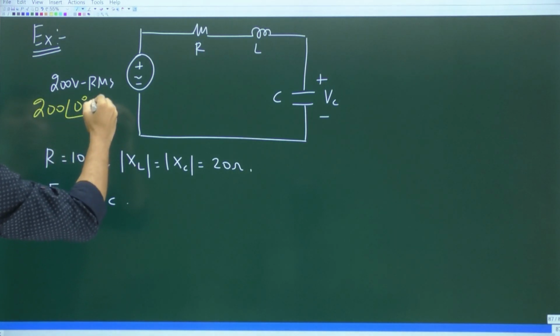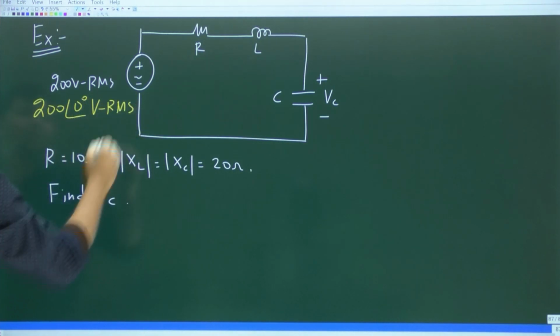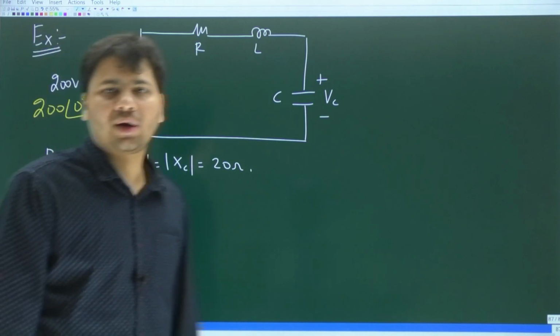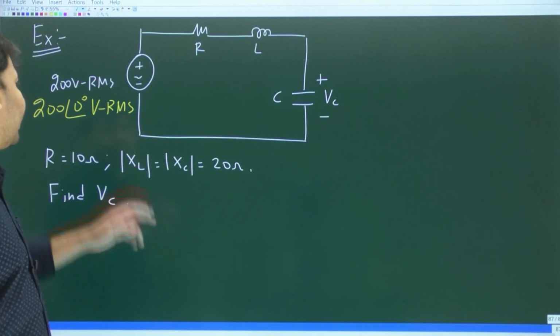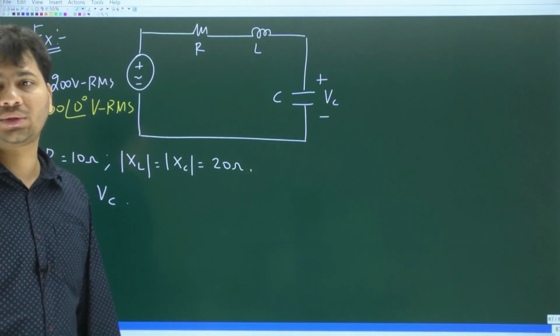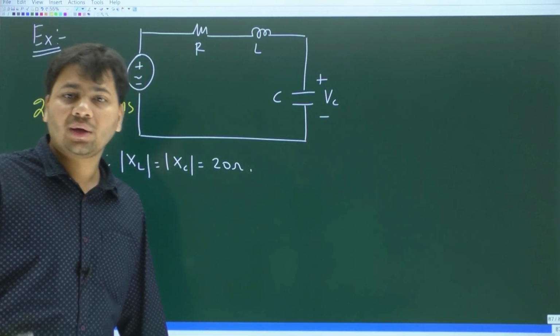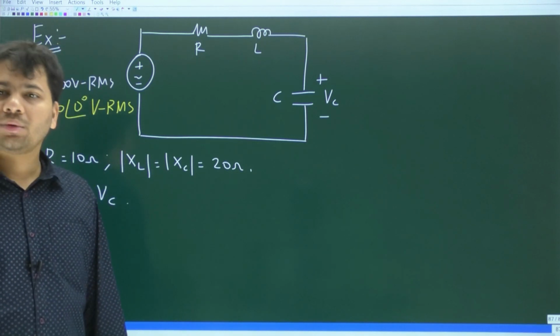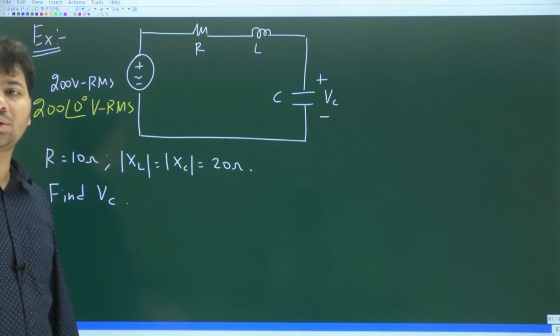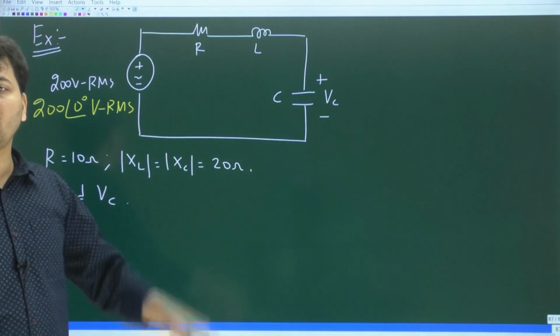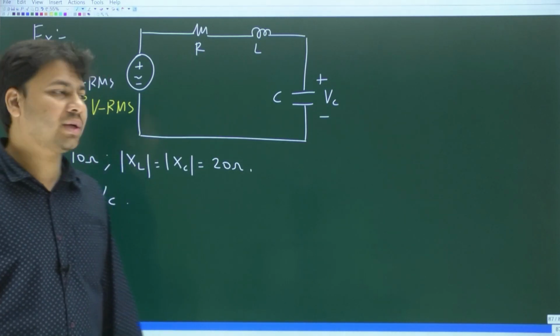200 at an angle 0 degrees volts RMS. So what is this 200 volts? It is the RMS value of the voltage of this sinusoidal voltage source. 0 degrees is the phase angle of the input sinusoidal voltage source.